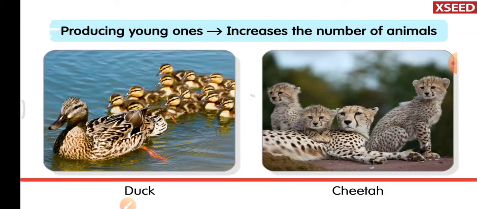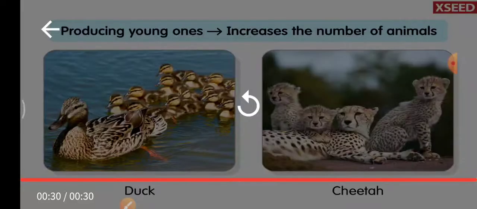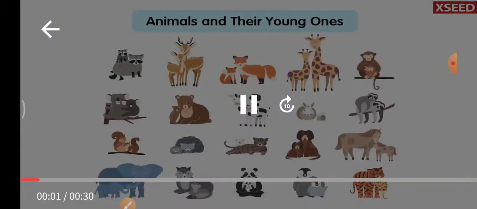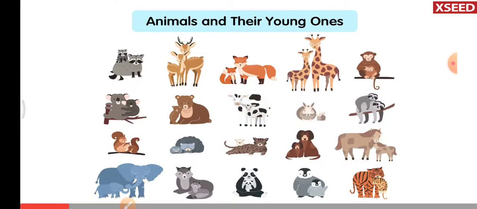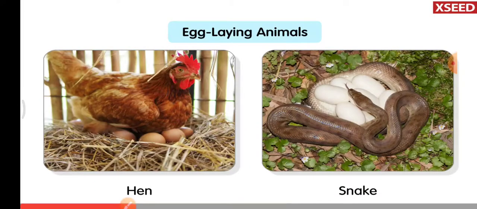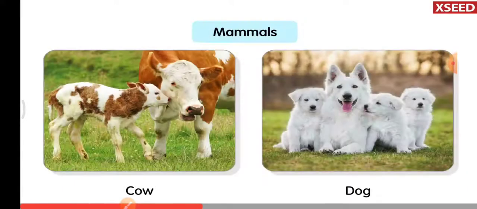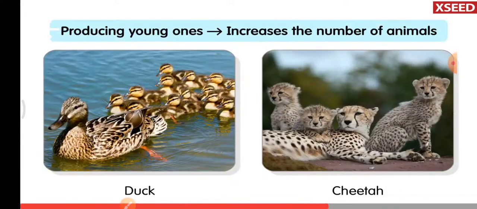Let us watch this video once again to understand the concept well. All animals produce young ones. Some animals lay eggs. Some animals give direct birth. They are called mammals. Animals produce young ones to increase their numbers.